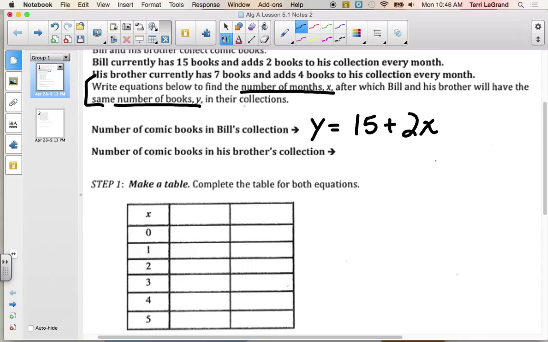Okay, now all of you write down the equation that you think would be the one on your paper for his brother's collection. Write an equation for the brother. Maybe you want to finish Bill's first.